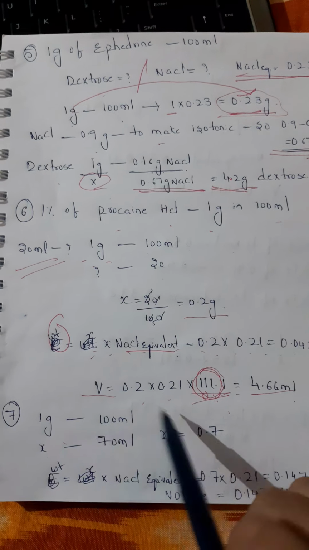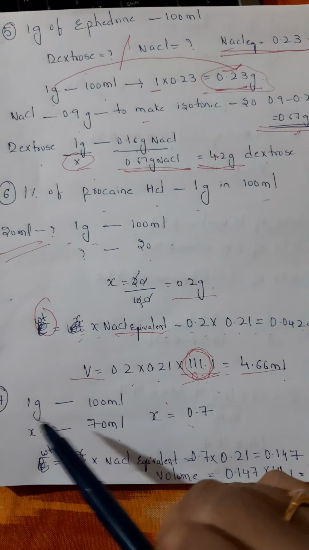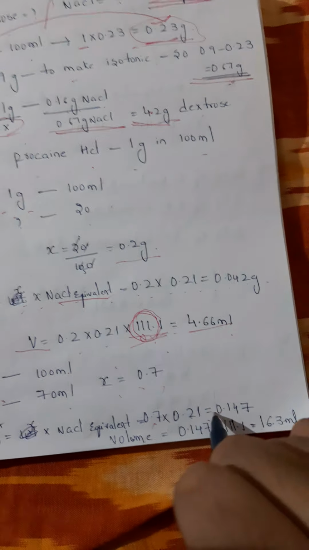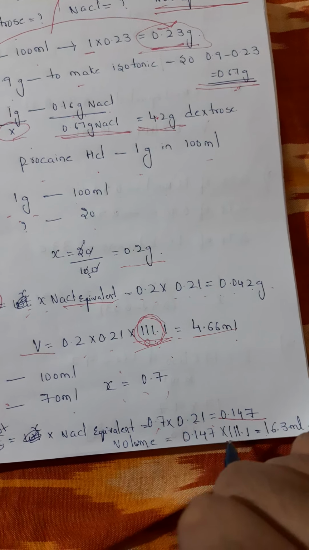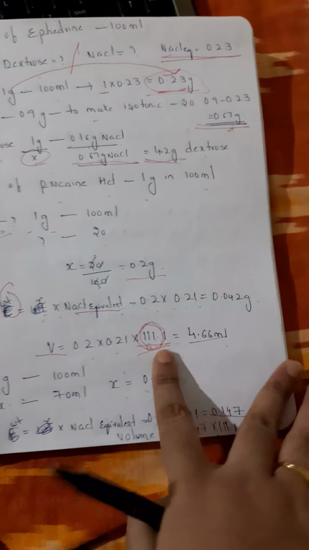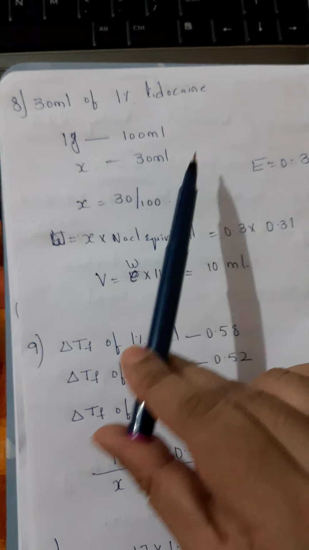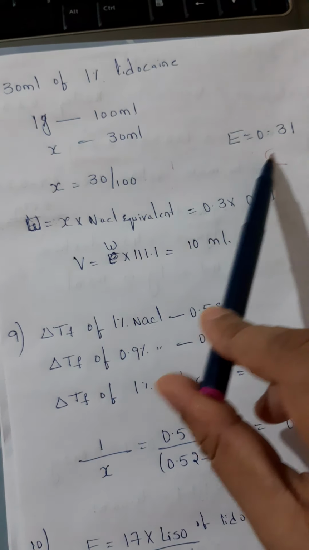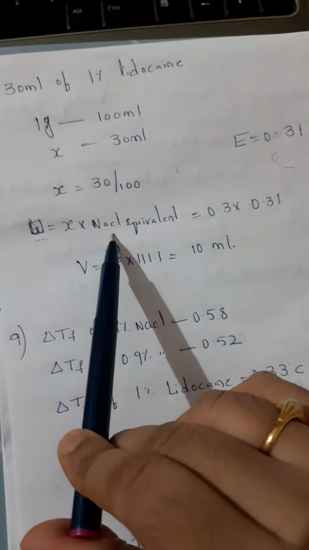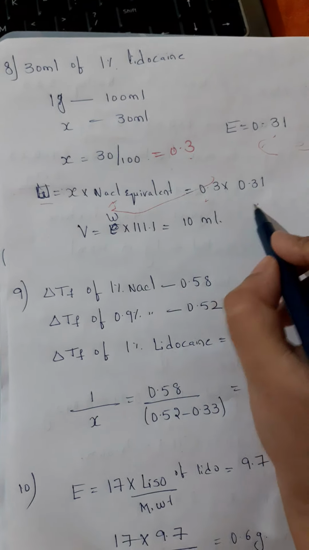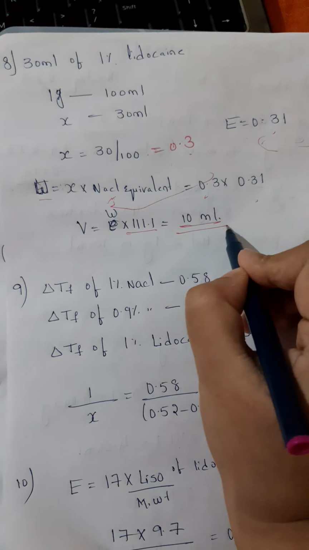Now again, similarly, if I take 1 gram in 100 ml, 70 ml is equal to 0.7. 0.7 into 0.21 gives 0.147. 0.147 into 111.1 is equal to 16.3 ml. Next, eighth, 30 ml of 1% lidocaine, 1 gram in 100, so 30 ml is 30 by 100, that is 0.3. Now the weight is 0.3, the sodium chloride equivalent weight is 0.3. So 0.3 into 0.3 into 111.1 is equal to 10.